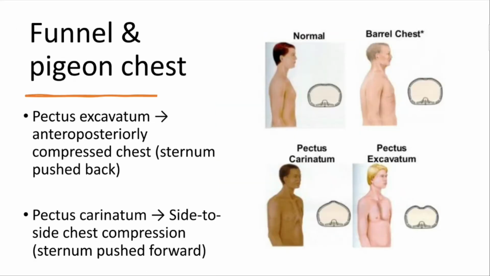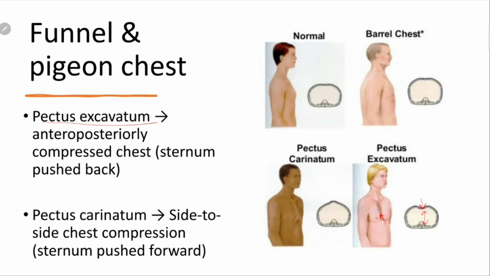Then we move on to another clinical correlation of the sternum, that is funnel chest or pigeon chest. Funnel chest is pectus excavatum. It is an abnormal shape of the thoracic cage in which the chest is compressed antero-posteriorly and the sternum is pushed back by overgrowth of the ribs and may compress the heart. So here the sternum is pushed back, and there is anterior-posterior compression.